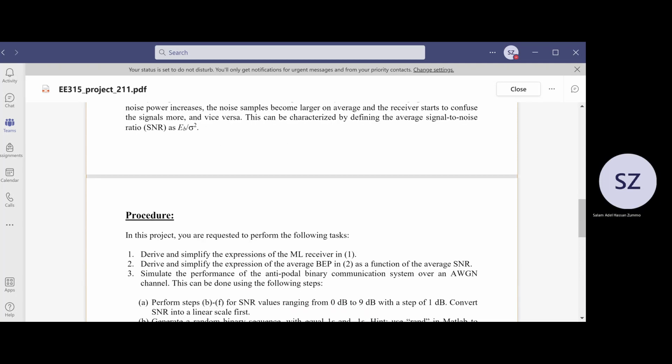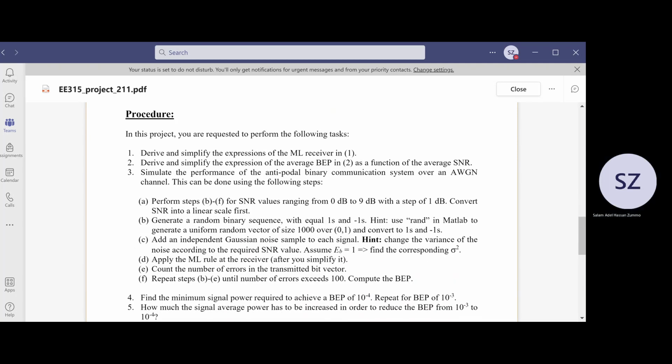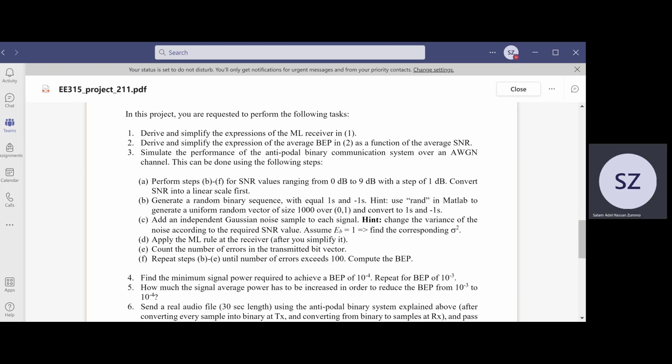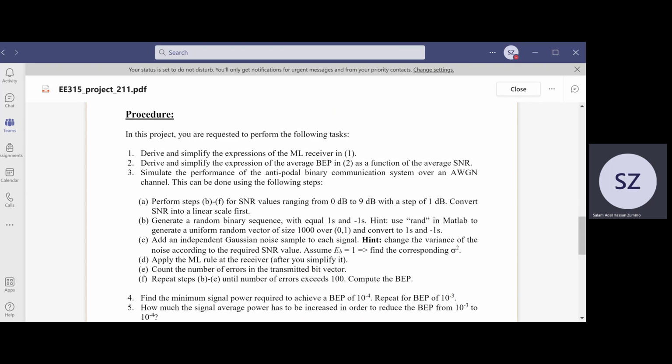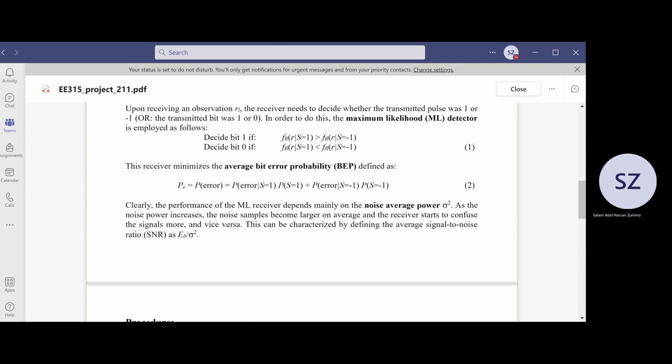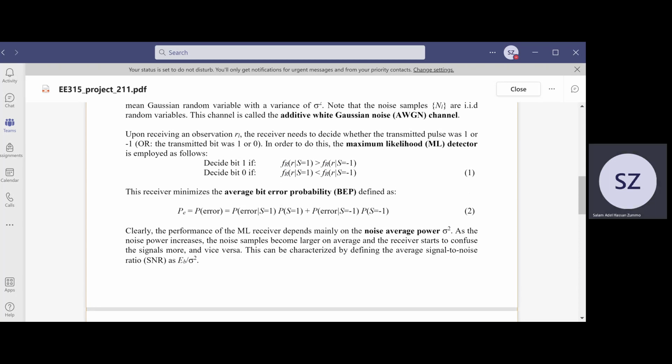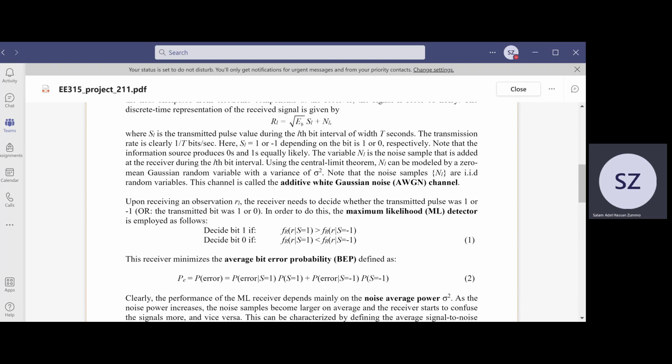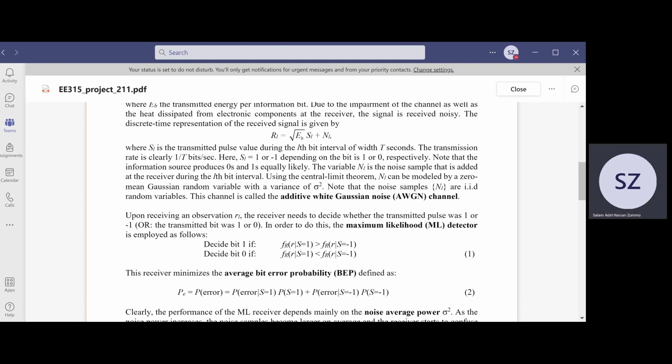Okay? So now given this, and I gave you the procedure for how to simulate the binary transmission. What I want you to do is derive and simplify the expressions in one. And decide bit 1 if this PDF is larger than this PDF. And I gave you the signal. I gave you the distribution of this. This is plus minus 1. So given S1, what is R? What is this PDF? What is this PDF? Simplify.